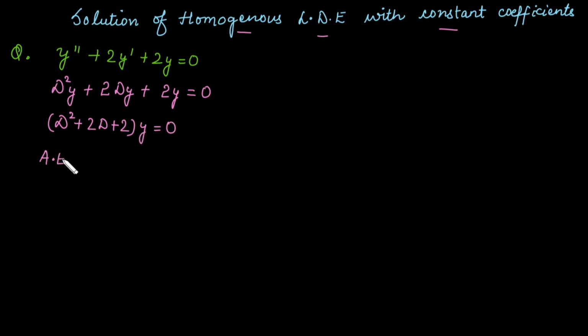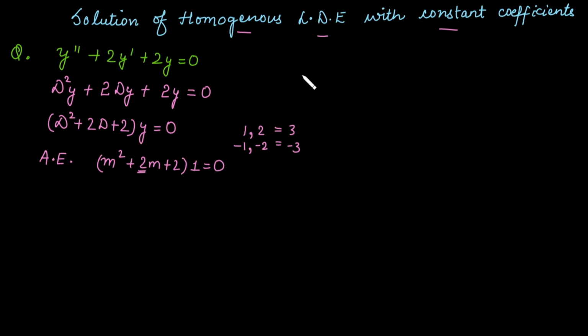So the auxiliary equation in this case is m square plus 2m plus 2 equal to 0, where we have replaced D by m and y by 1. Now find the solution of this quadratic equation. So we need to find two numbers whose product is 2. That is 1 and 2, or minus 1 and minus 2. What is the sum in this case? That is 3, in this case minus 3. But we need the sum as 2. So it means there exists no integer such that its product is 2 as well as its sum is 2.